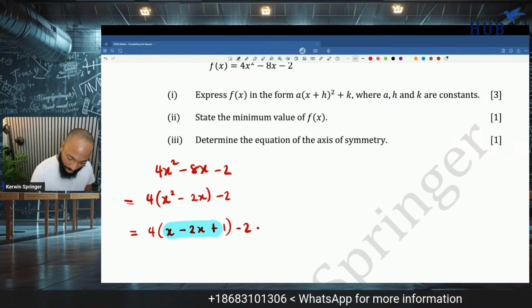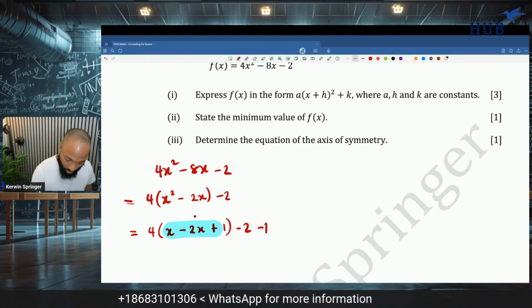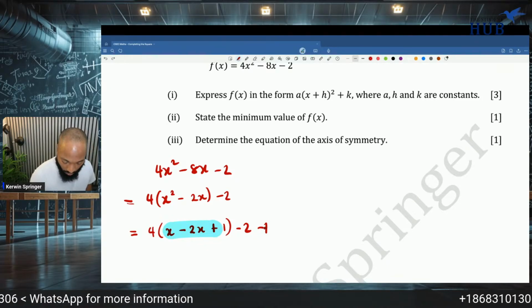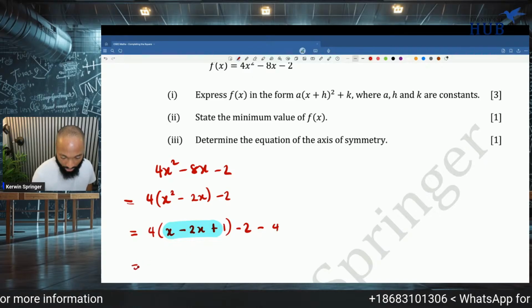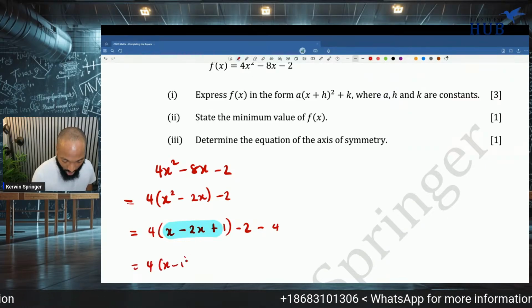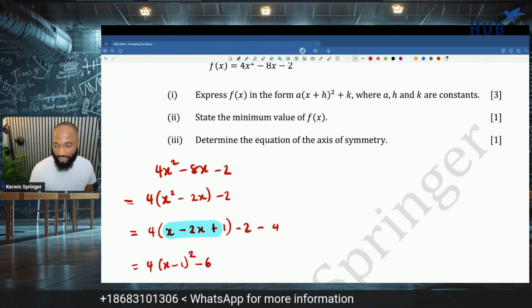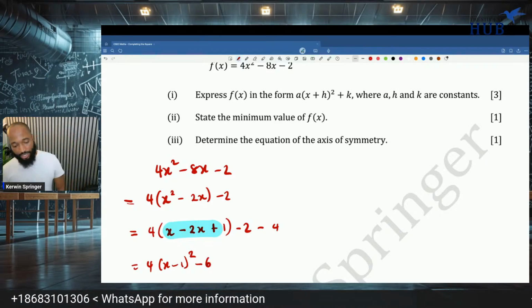And then we have to take it back out. Nope, not just that. Watch out for what's guarding the brackets. It's 4. So we have to take back out 4. So in the end, you end up with 4 into x minus 1, the half of that comes back squared, minus 6. Say yes in the chat if you agree.